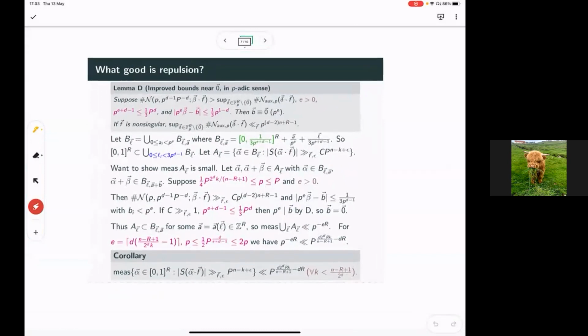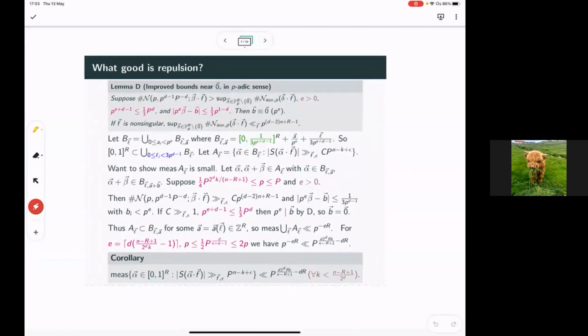So looking at slide 7, we have the same argument repeated, but brought to a conclusion. So what goes on here is that I've just worked out what that measure turns out to be. So the numerator and denominator cancel, and we find that the measure of this super level set, the measure of the subset of the unit hypercube on which the exponential sum is large, is at most big O of little p to the minus ER. And E is a parameter that we haven't chosen yet.